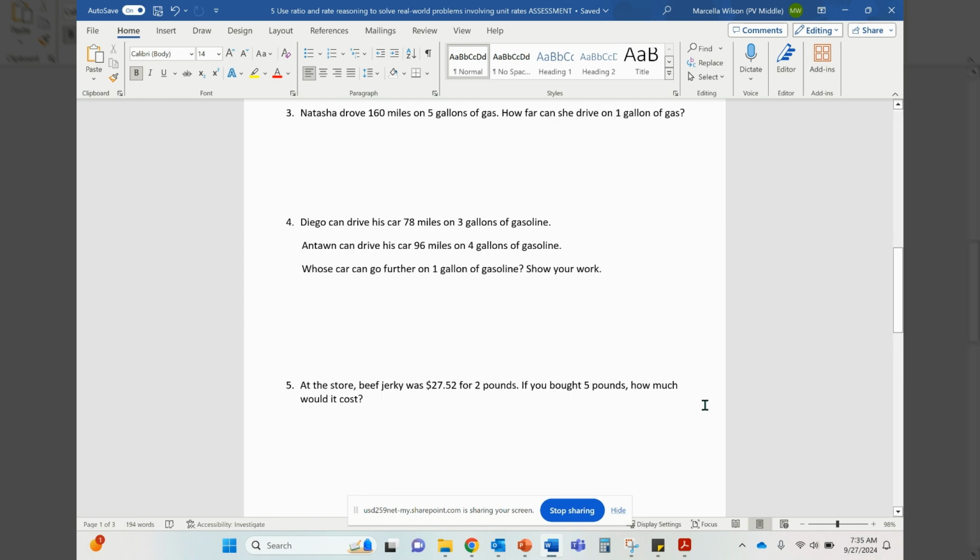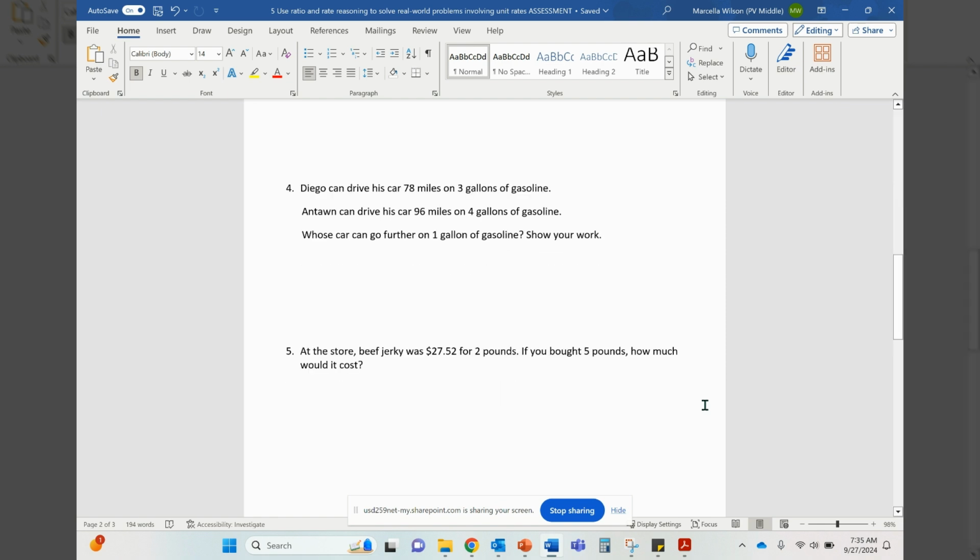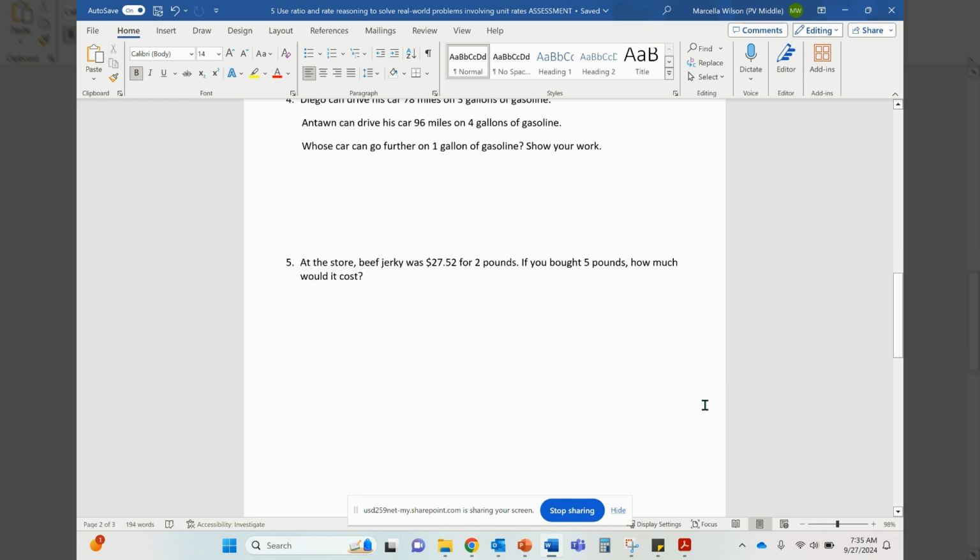Number 4, Diego can drive his car 78 miles on 3 gallons of gas. Anton can drive his car 96 miles on 4 gallons of gas. Whose car can go further on 1 gallon of gas? So this one, you have to find two different rates. Diego is 78 miles and 3 gallons, and Anton is 96 miles and 4 gallons. So you're going to have to solve two different problems and compare them and tell me whose car can go further on 1 gallon of gas.